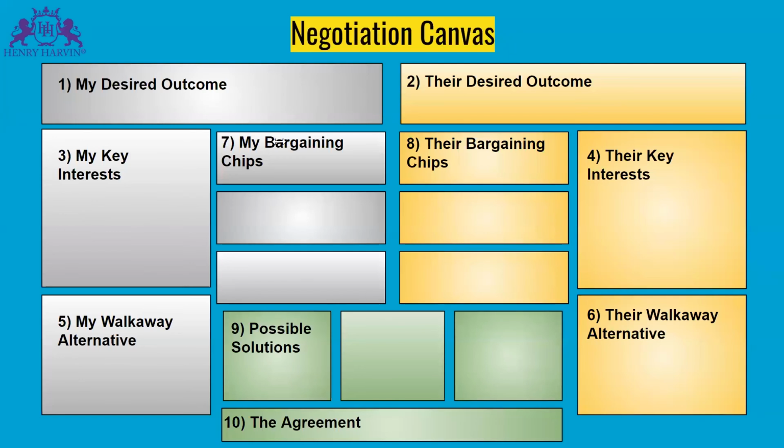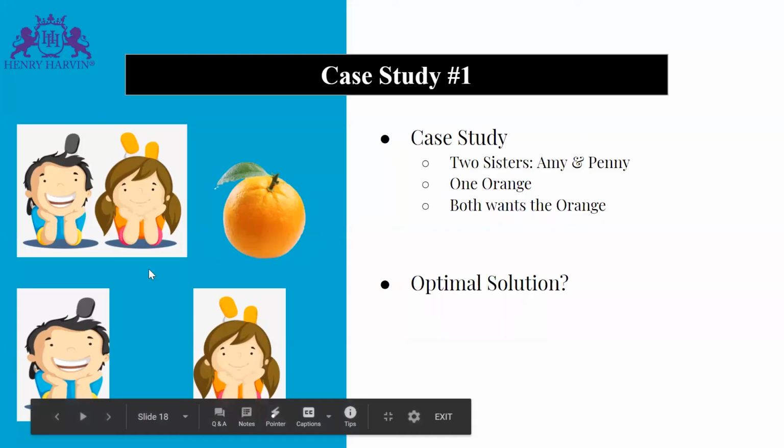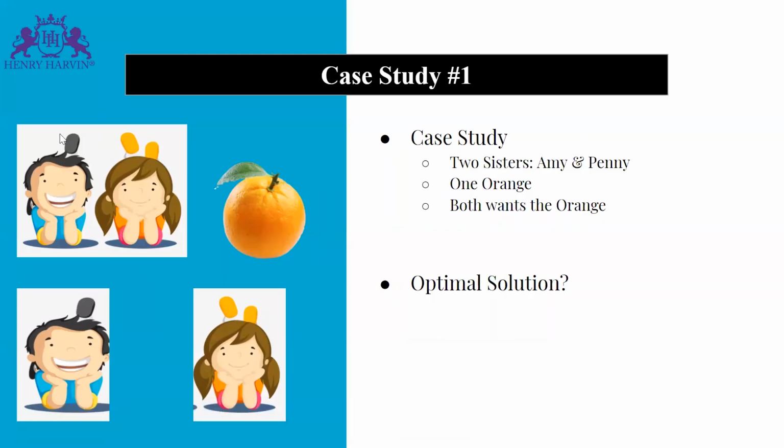Now let's look at Mohini. Mohini says, offer something else instead. Okay, so now let's see, offer something else. Now my desired outcome, their desired outcome. So what is my desired outcome? So let us say, both of them want the orange. So Amy and Penny, right?